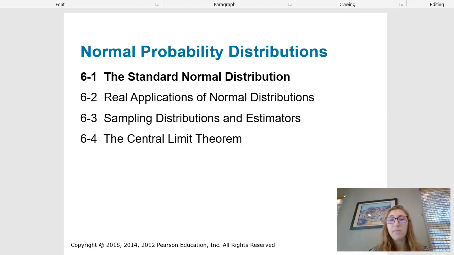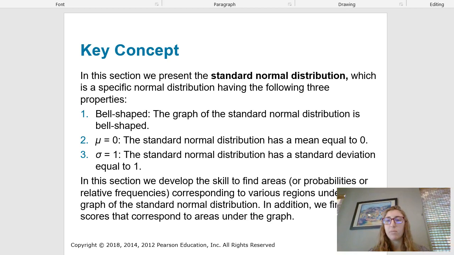So I'm going to briefly explain what a standard normal distribution is here, and then we're going to take a quick break to discussing uniform distributions. Okay. So first, in general, what's a normal distribution?